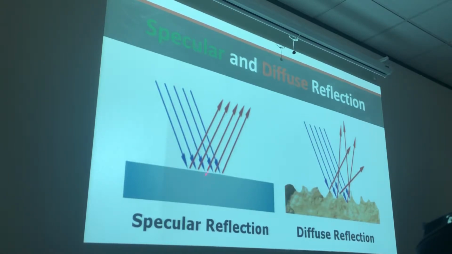Specular reflection, reflecting in one direction. Diffuse reflection, irregular borders, reflecting in multiple angles or multiple directions. Okay. Smooth boundary for specular reflection, irregular boundary, diffuse reflection.